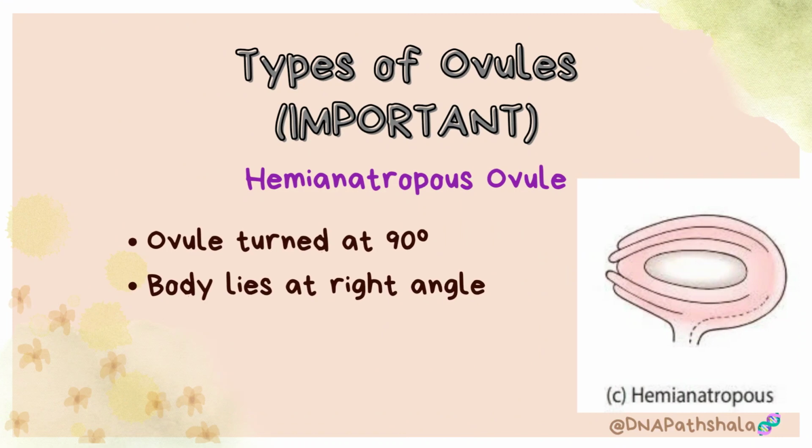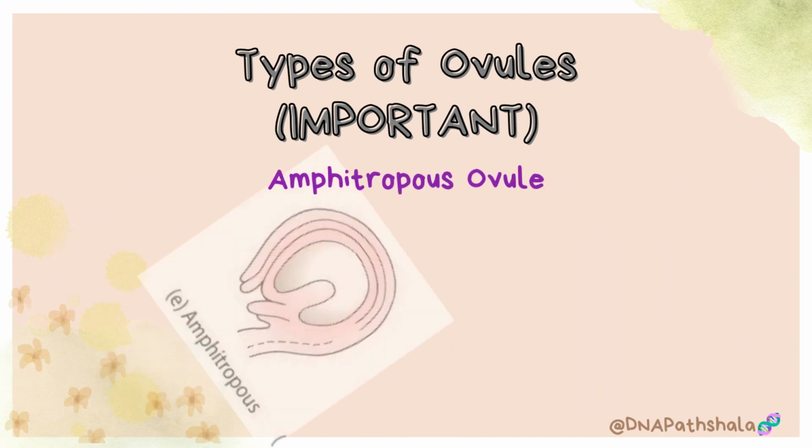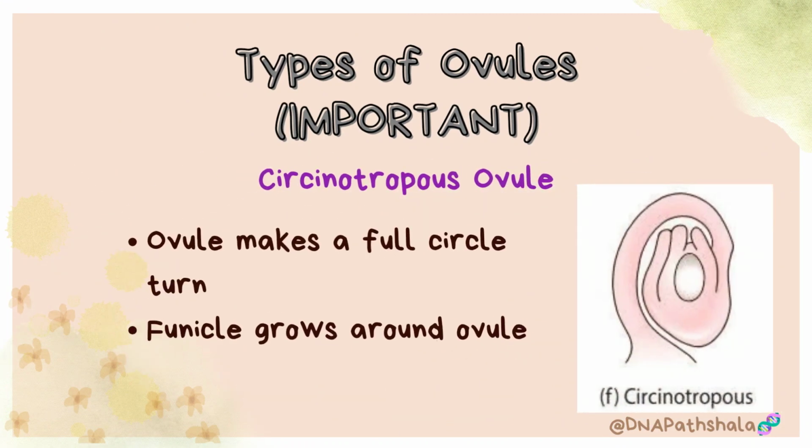Next is Hemianatropous ovule. In this, the structure is turned partially around 90 degrees. It is like an intermediate condition, not straight and not fully inverted. Next, Campylotropous ovule. Here the ovule becomes slightly curved. The curvature is not extreme but noticeable, and embryo sac is also curved. Next, Amphitropous ovule. In Amphitropous ovule, the curvature increases and structure appears more bent and curved, and it appears like a horseshoe.